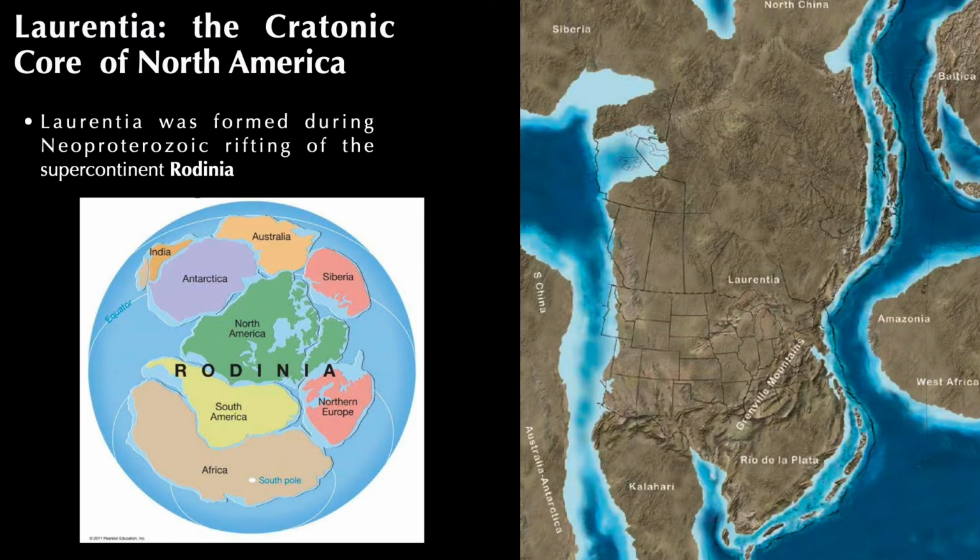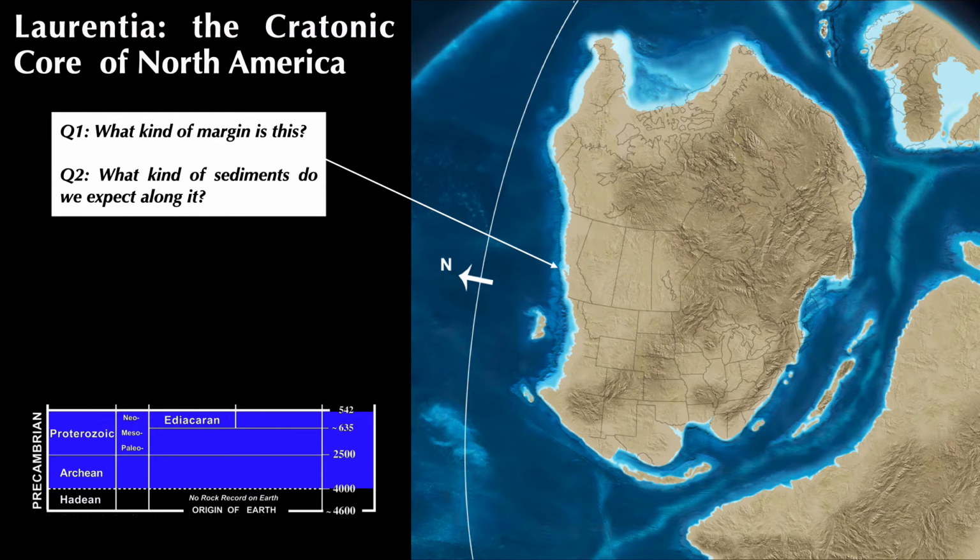The original shape of Laurentia and many of the other continental cratonic seeds was determined by the breakup or rifting of the Neoproterozoic supercontinent known as Rodinia. And this rifting ultimately led to the formation of large ocean basins, particularly on the west side of Laurentia. And this means that for a significant portion of geologic time, the western margin of Laurentia was actually a passive continental margin, similar to what the east coast of North America, the Atlantic side, is today.